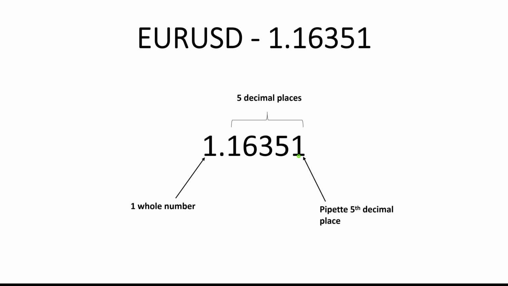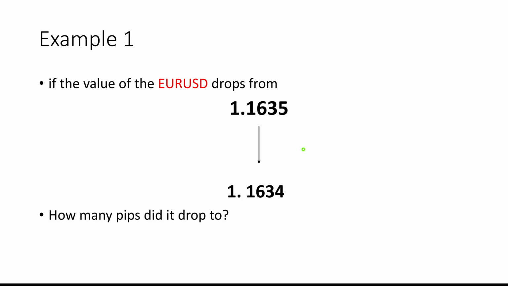So now anytime that we are doing calculation for pips, we take away the 5th decimal place. You can see that I've taken that off, considering our first example that we'll do. So let's look at the first example. If the value of Euro USD drops from 1.1635 to 1.1634, how many pips did it drop?